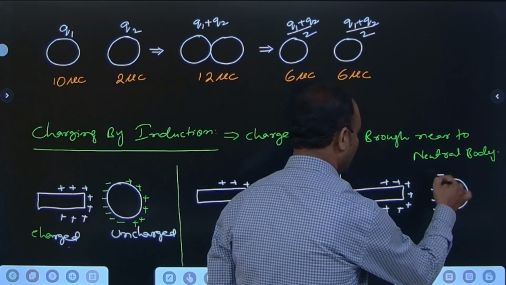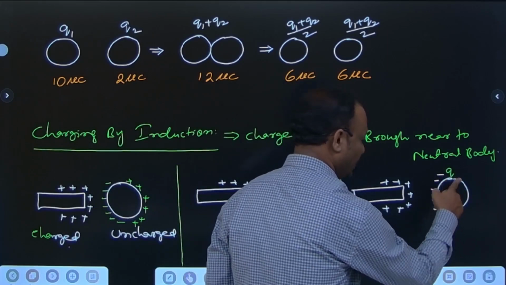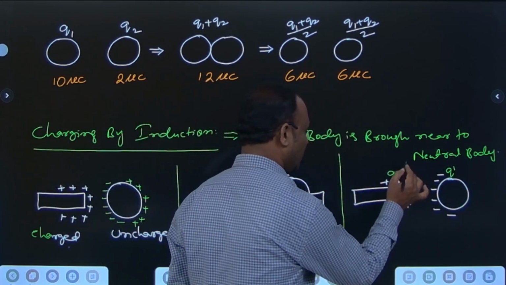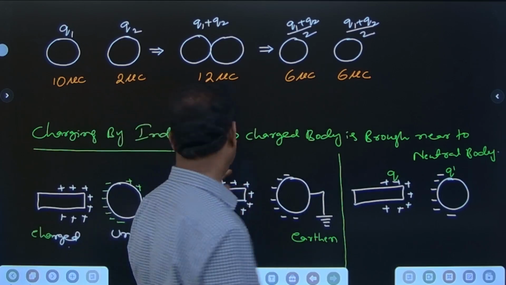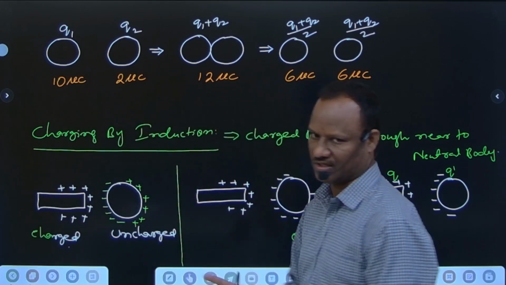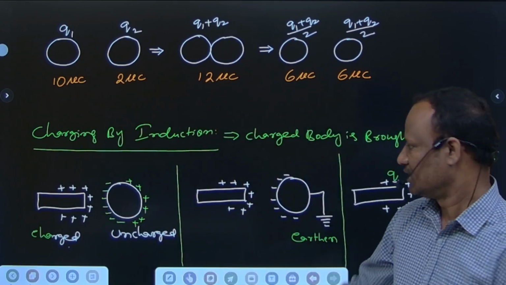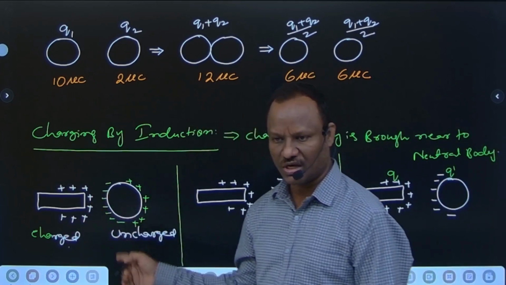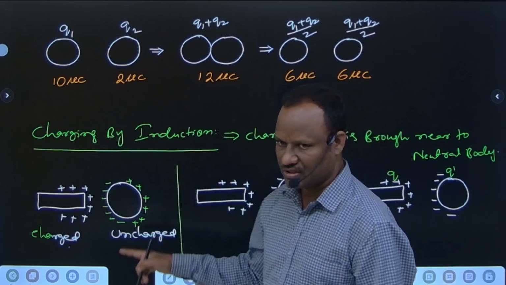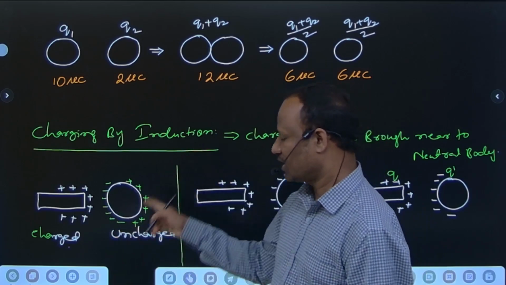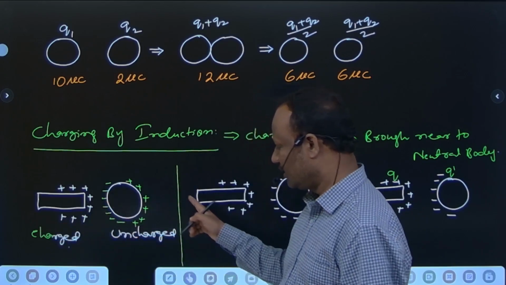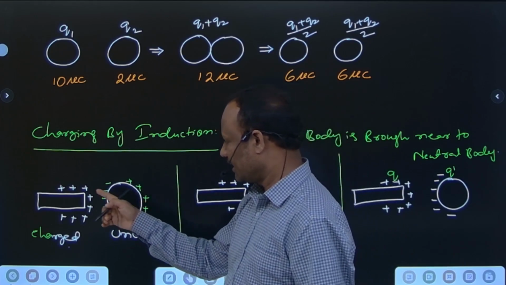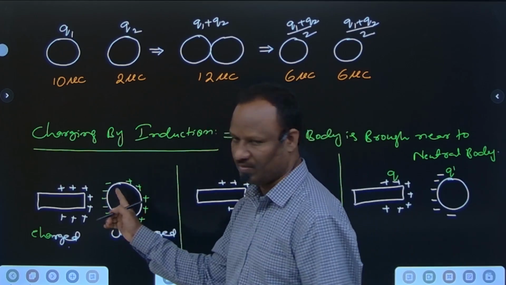In this case, the earthing is removed. Some amount of charge is induced on this body. What is this? Q dash. What was the actual charge here? Q. So this is called what? Charging by induction. Such a very important case. Charging by induction is what? Whenever a charged body is brought to the uncharged body, in the uncharged body, whatever like charges are there are repelled and move to the opposite side, and the unlike charges will be towards that.